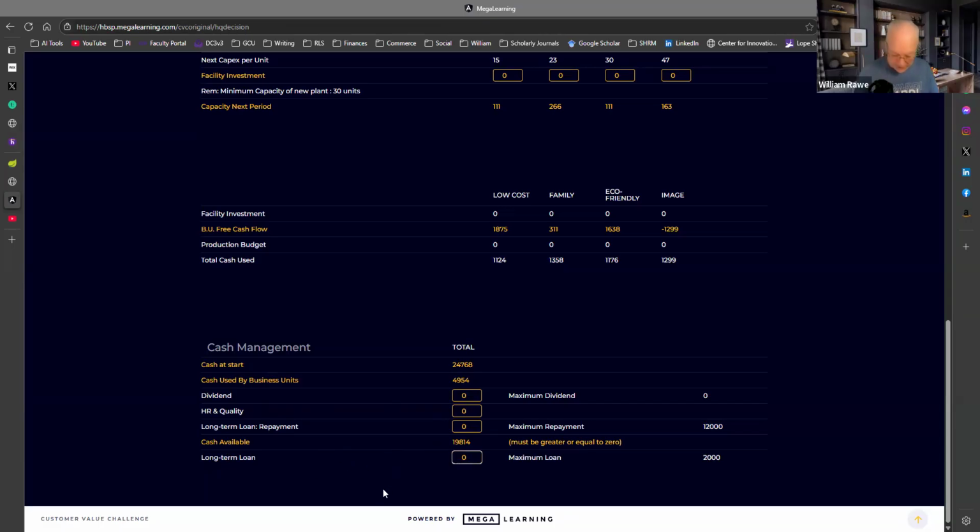And down here, we have a long-term loan. It will tell you what the maximum loan you can take is. This is a decision to be made as a team. I always recommend taking the loan the first period. After that, you want to watch your liquidity ratio, your leverage, and see what that's doing to your interest rate.